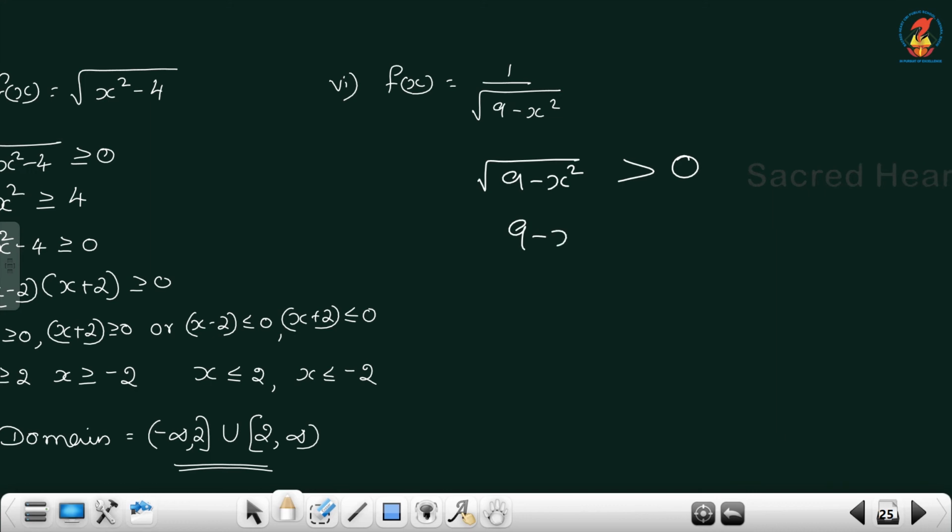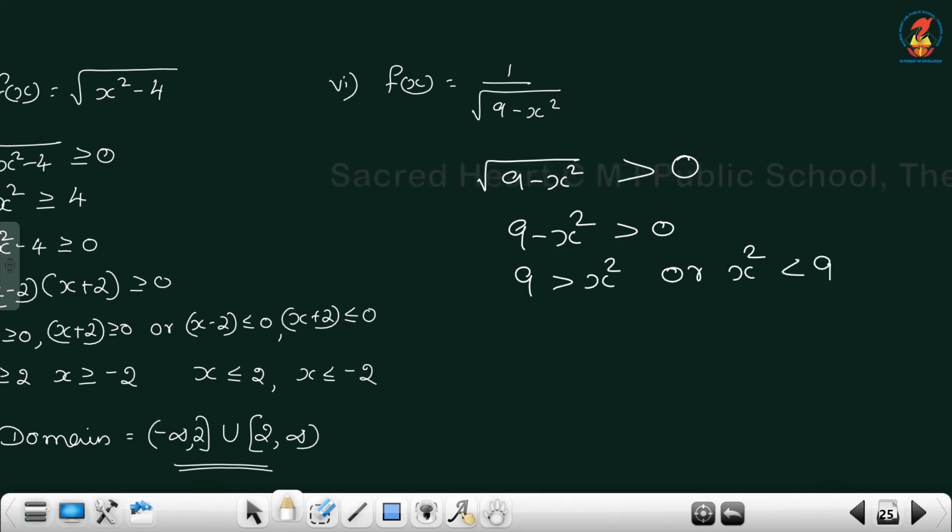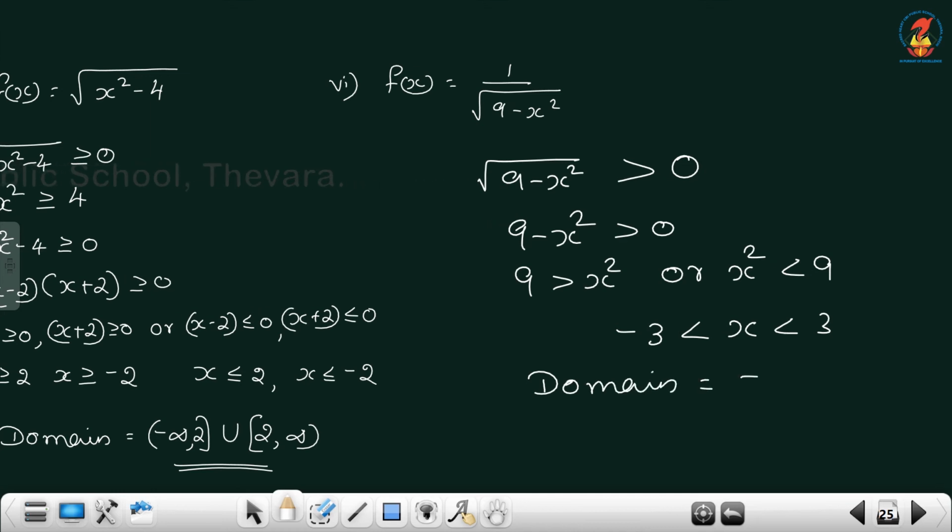Now square it. 9 minus x square is greater than 0, or 9 is greater than x square, or x square is less than 9. So when x square is less than 9, how can we write? Minus 3 less than x less than 3, and if equal is there, put the equal symbol, otherwise like this. So we can write the domain as the open interval minus 3 to 3, not the closed interval, the open interval. If you put the closed interval, you can give x as 3 and minus 3, so this denominator becomes 0. That's not possible. So you can give only the values in between.